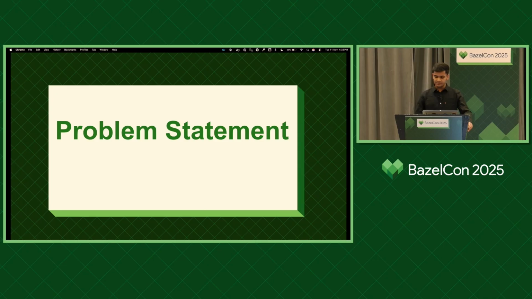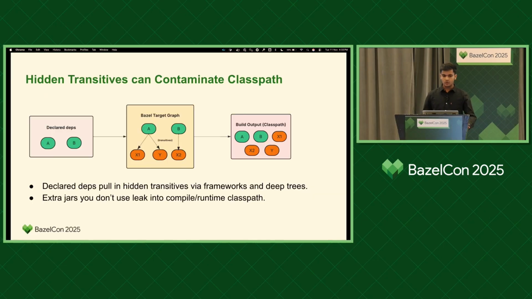Now the problem statement. The core issue is hidden transitives can contaminate class path. When we declare deps, they pull in transitives, and some of them can cause trouble. For example, here declared deps are A and B. They pull in x1 and x2, both versions of same jar x. So these two different versions can conflict at runtime.